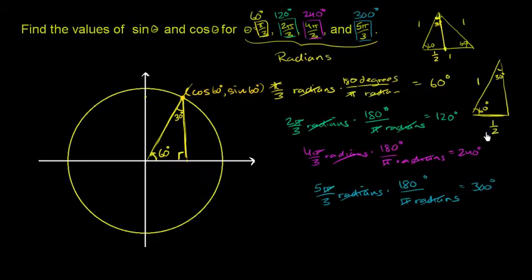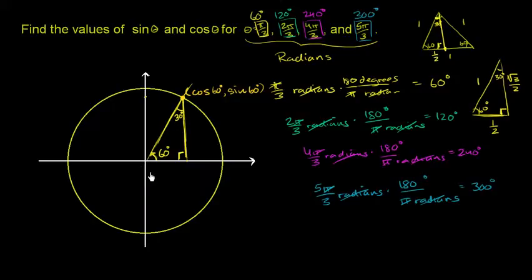Now, if you use the Pythagorean theorem, what do you get for the other length right over here? Well, you get square root of 3 times this length, which is square root of 3 over 2. So this is everything we need to know about 30, 60, 90 triangles, which this is one of them.